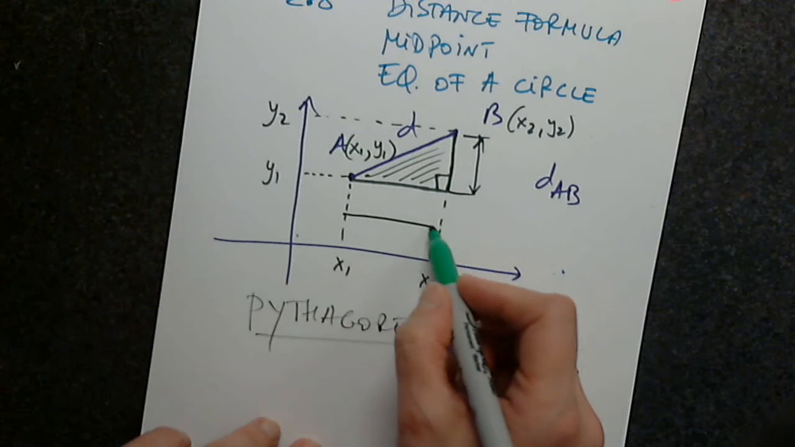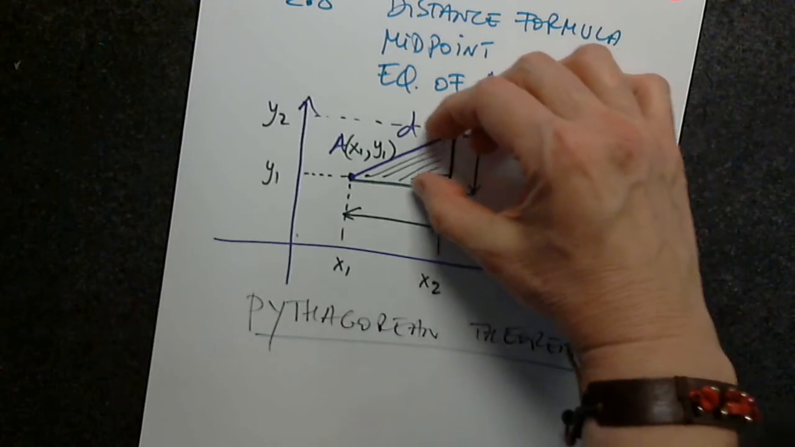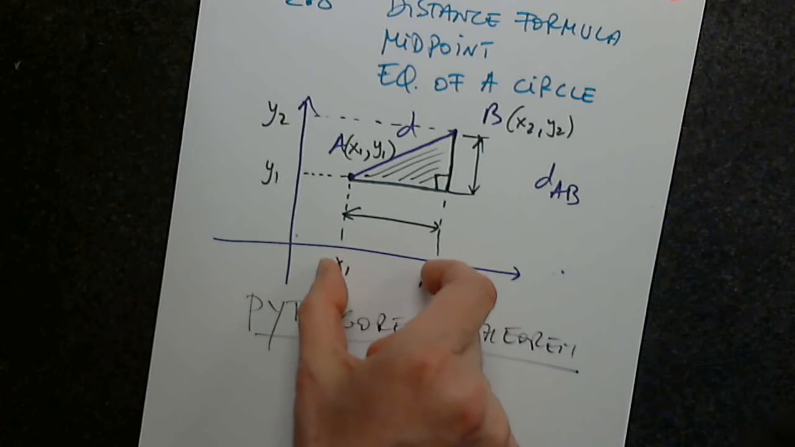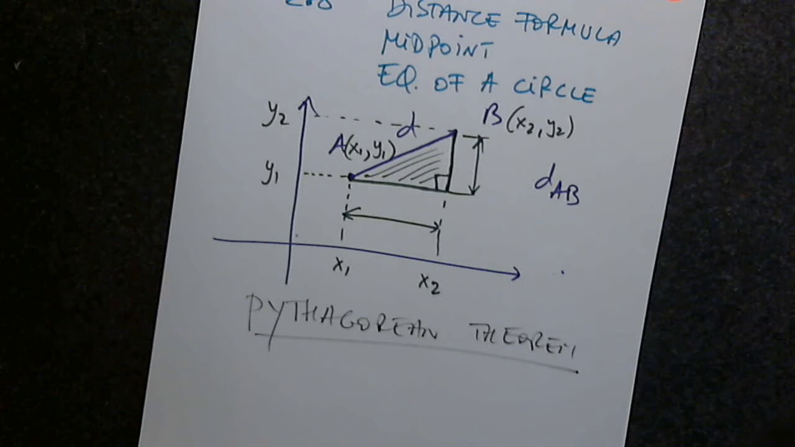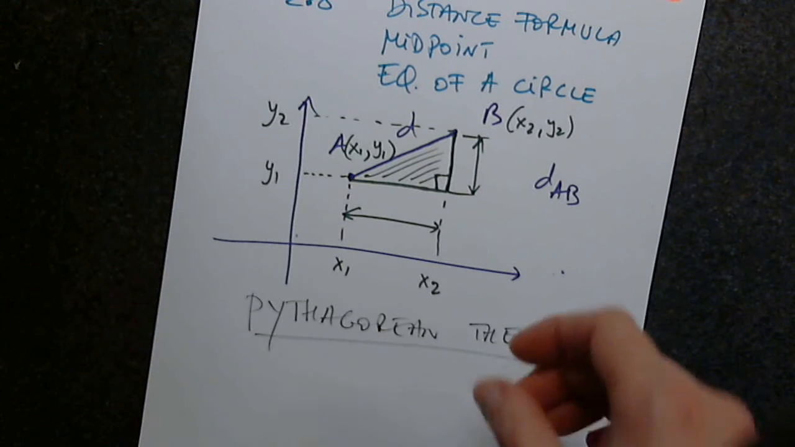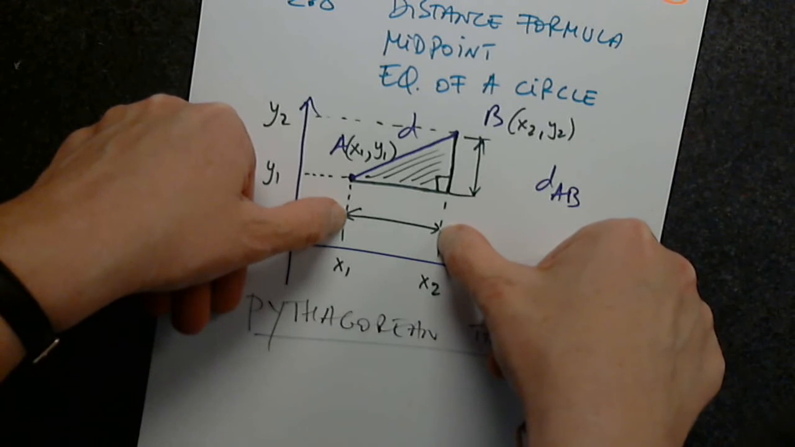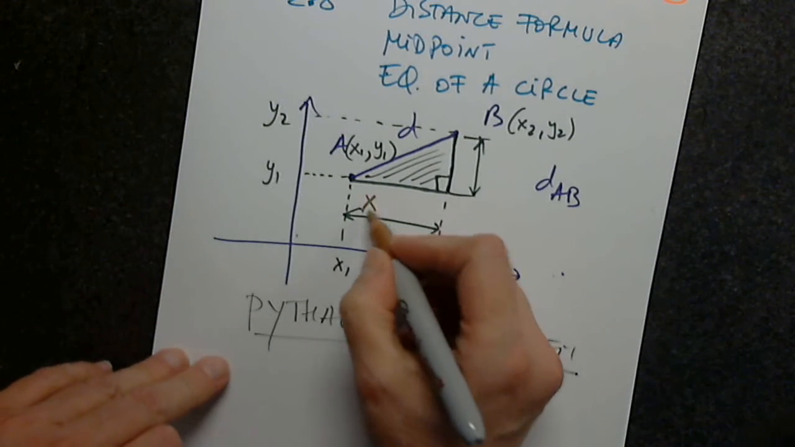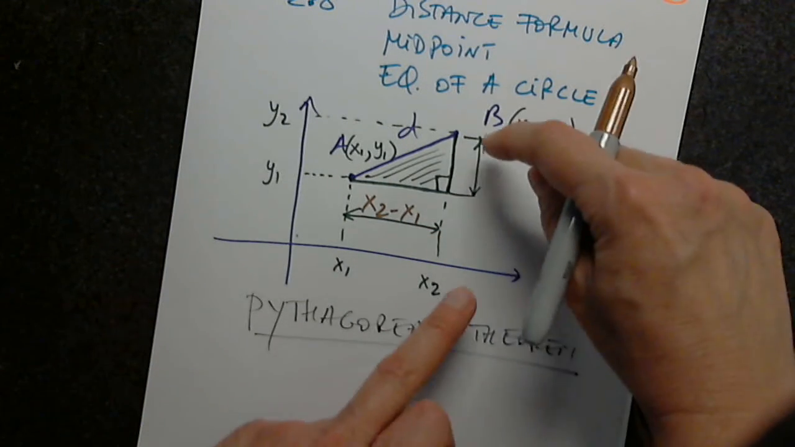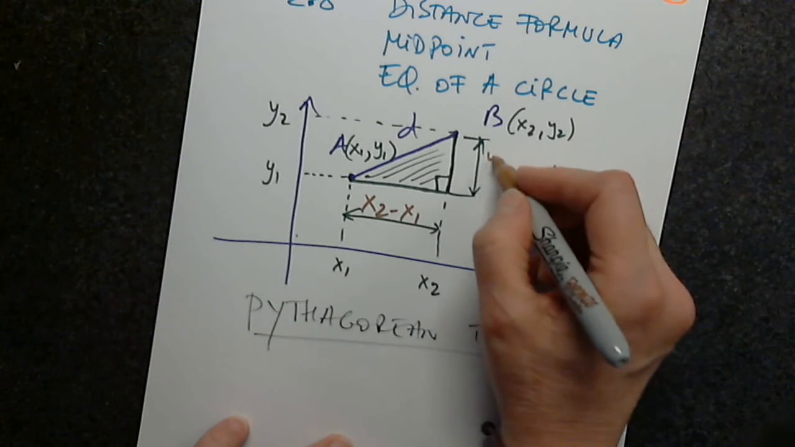Okay, so let's find the measurements. Can anyone tell us how much is this? And can anyone tell us how much is this? If this is x2 and this is x1, what could this be? x2 minus x1. Perfect, thank you. If this is y2 and this is y1, what could this be? y2 minus y1. That's it.